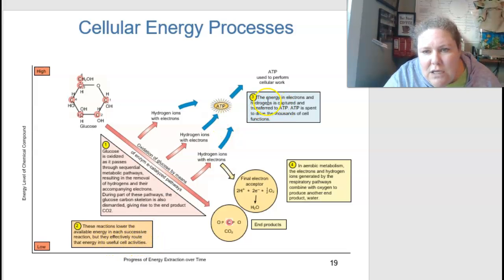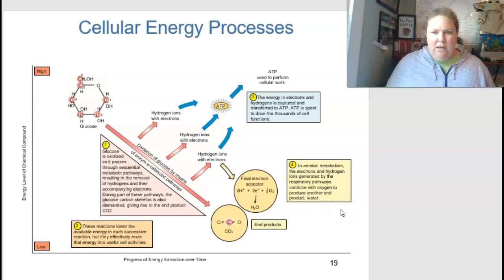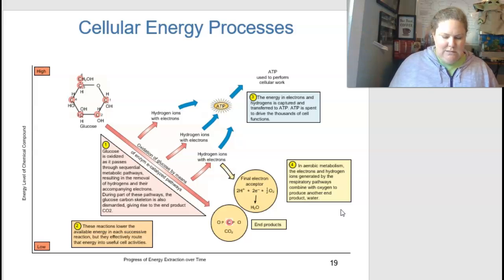And then here in 3, the energy in electrons and hydrogens is captured and it's transferred to the ATP. And ATP is the currency of our cell, right? It's spent to drive the thousands of cellular functions that require energy. And then in 4, in aerobic metabolism, aerobic is with oxygen, the electrons and the hydrogen ions are generated by the respiratory pathways, and they combine with oxygen to produce another end product, which is water. Okay, so that would be your end products, and that's actually an offshoot of the electron transport chain. Okay, so that would be the cell energy processes.